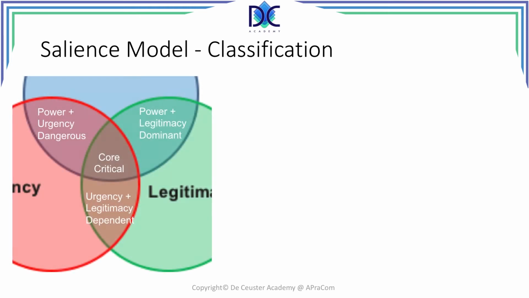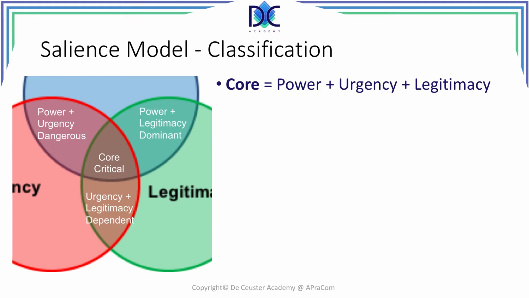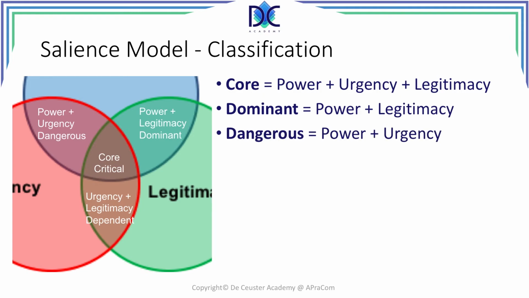Here we have a detail of the different intersection areas, and we have to classify the stakeholders depending on their position. First, the core. The core combines power, urgency, and legitimacy, and it is clear that this is the highest level of influence to be given to stakeholders. The second step is the dominant. Dominant is the combination of power and legitimacy. Then we have the dangerous stakeholders, where they are characterized by power and urgency.